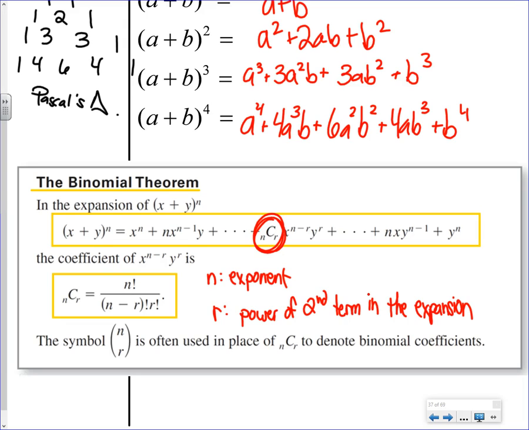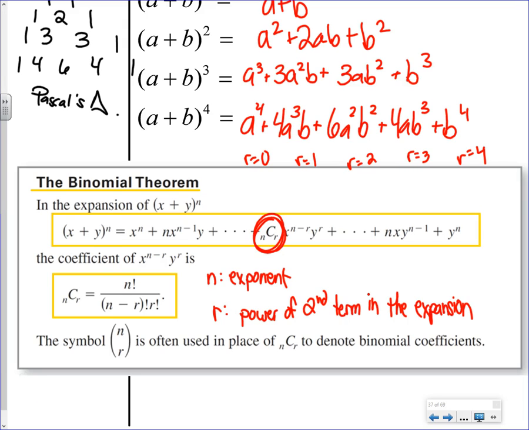So for instance, what would r be in this term right here? 2. What would r be in this term right here? 4. It's the power of the second term. What's r in this one? 0. So r counts up, starting at 0, based on what term you're in, ending at its highest potential, ending at the exponent.